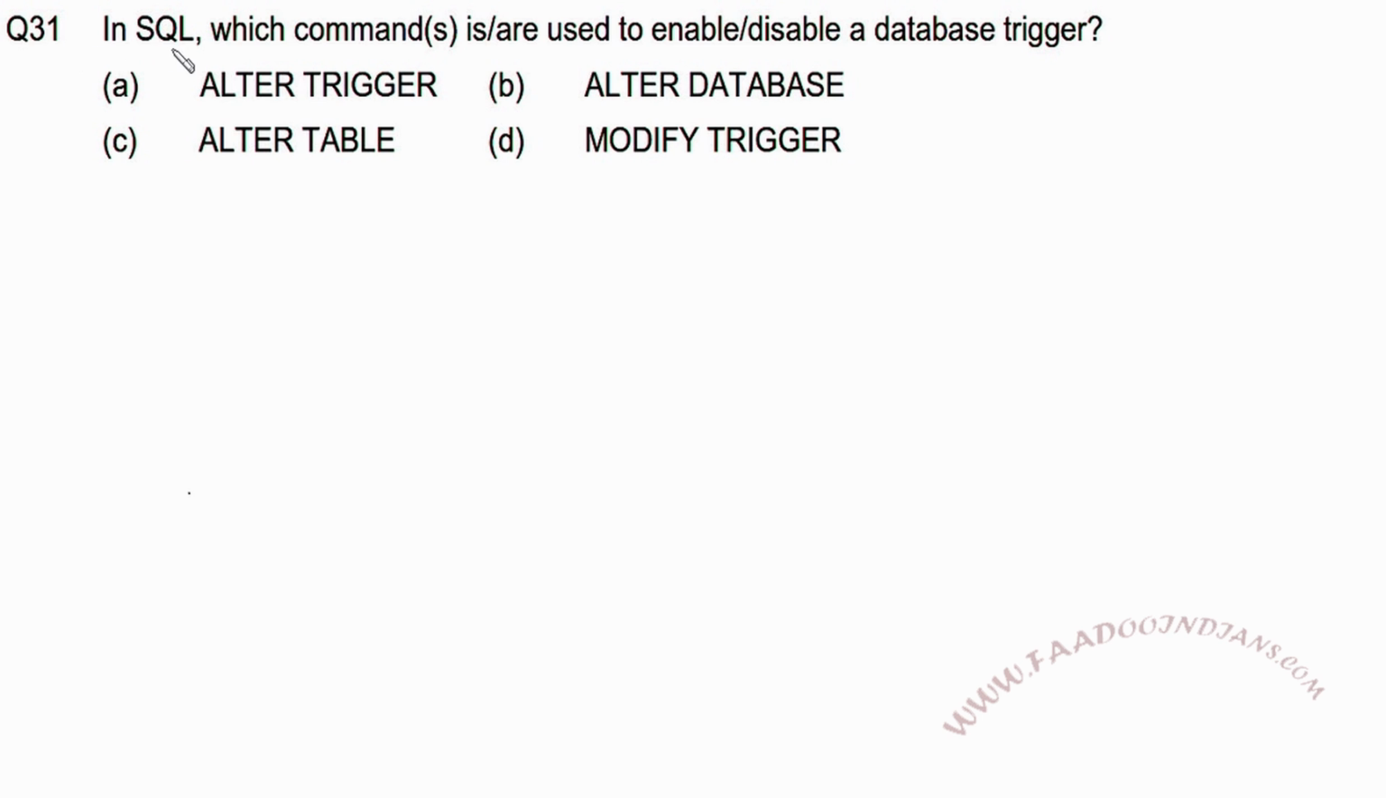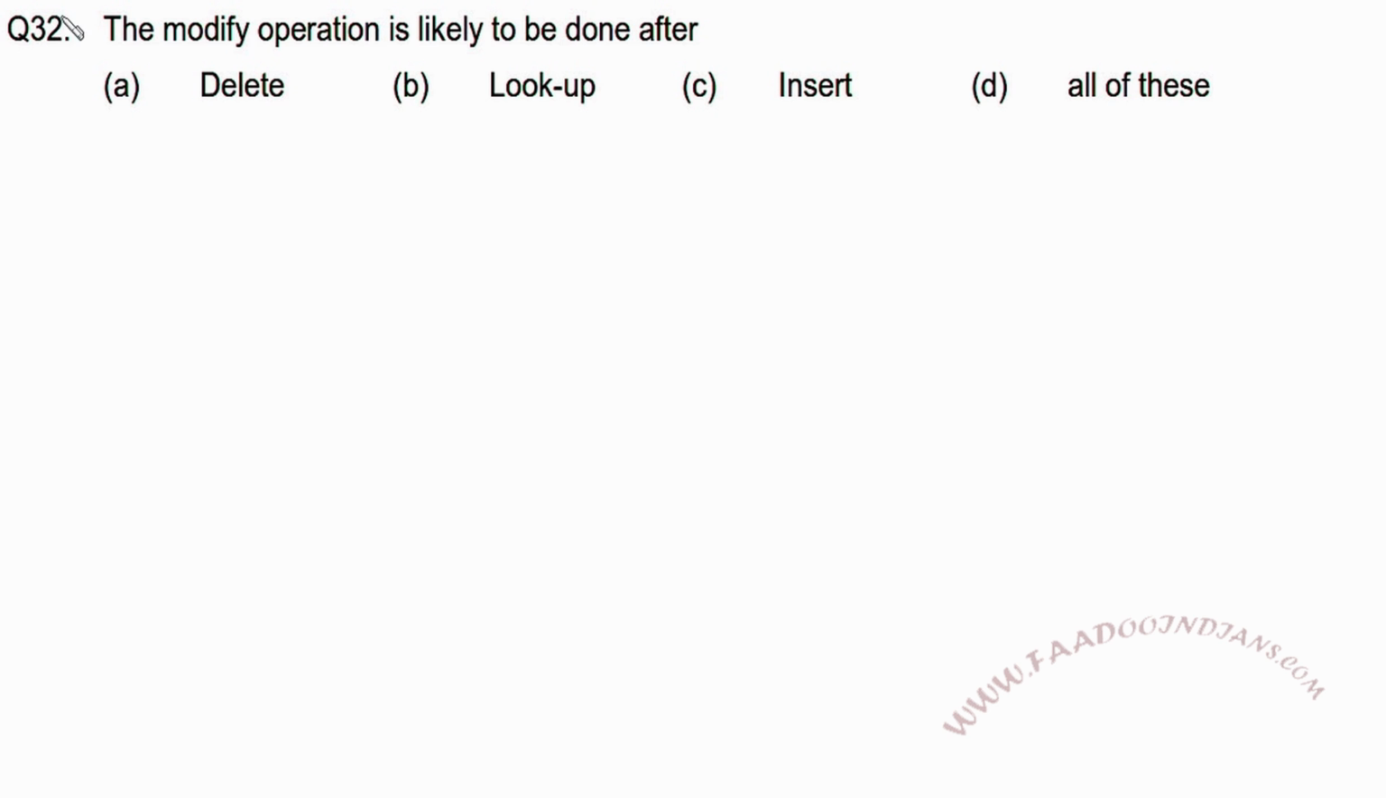31st. In SQL, that is structured query language, which command is used to enable or disable a database trigger? Alter trigger, yes, this is the answer here. Alter database is for altering a database, alter table for the table modifications. Modify trigger, there's no such command. It's alter trigger.